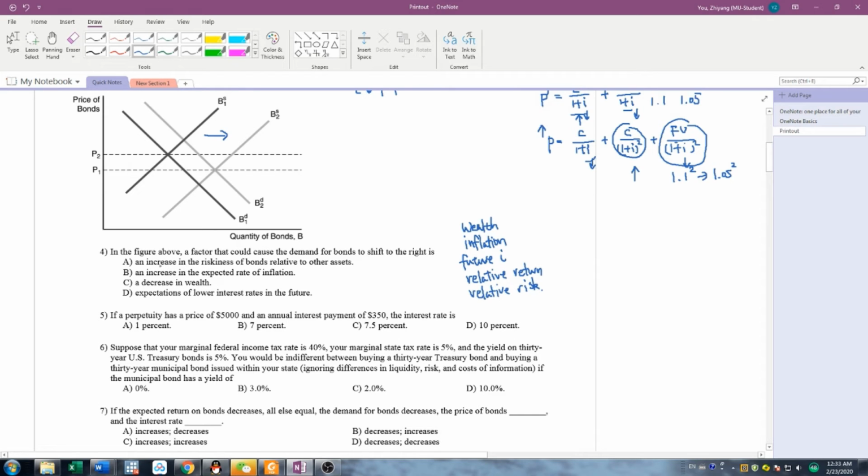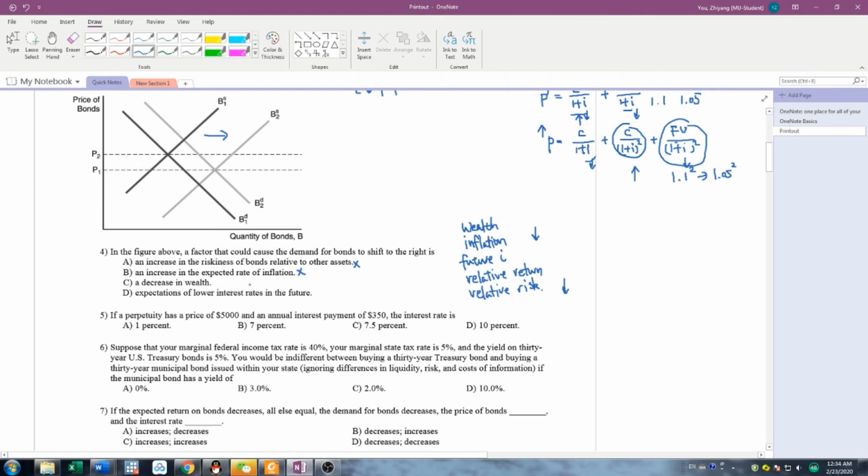The first one says, if there's an increase in the riskiness of bonds relative to other assets, when risk is higher, we no longer want the bond, so the demand is going to shift to the left. So it's going to decrease the demand, so that is not right. When there is an increase in the expected rate of inflation, we know that when inflation goes up, the real return is going to go down, right? So when real return is going down, we're going to reduce the demand of bond. So that is not right.